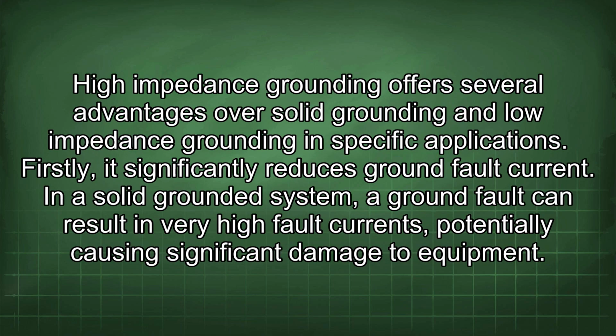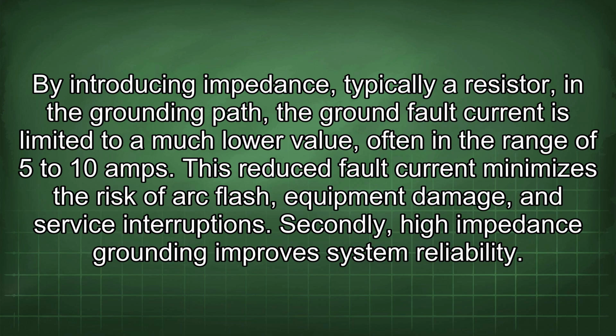High impedance grounding offers several advantages over solid grounding and low impedance grounding in specific applications. Firstly, it significantly reduces ground fault current. In a solid grounded system, a ground fault can result in very high fault currents, potentially causing significant damage to equipment. By introducing impedance, typically a resistor, in the grounding path, the ground fault current is limited to a much lower value, often in the range of 5 to 10 amps. This reduced fault current minimizes the risk of arc flash, equipment damage, and service interruptions.